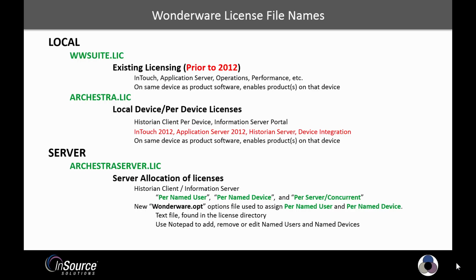The next piece is called OrchestraServer.lic. The OrchestraServer.lic is a server-based license. In other words, we have a license server that our clients will connect to request a license. And we have 3 different flavors for that: per named user, per named device, and per server concurrent. These work for specific products, such as the Historian Client, also formerly known as ActiveFactory, and the Information Server.